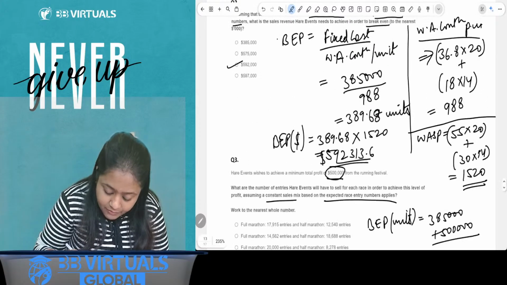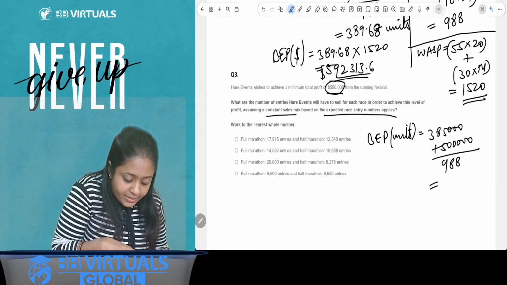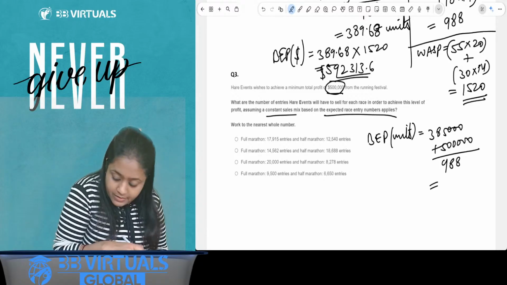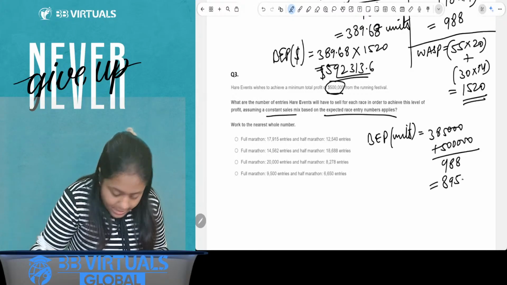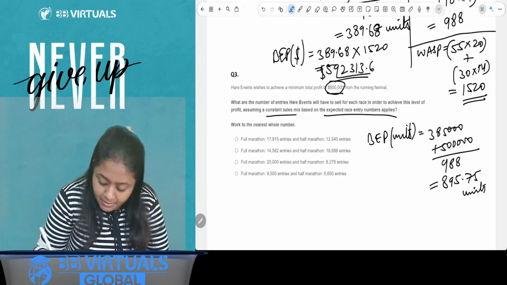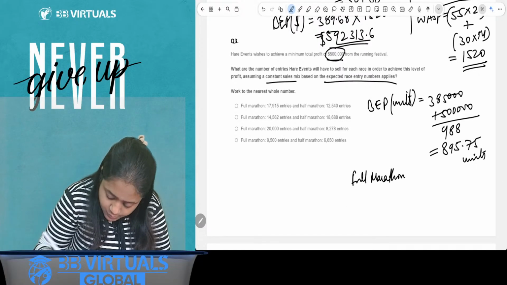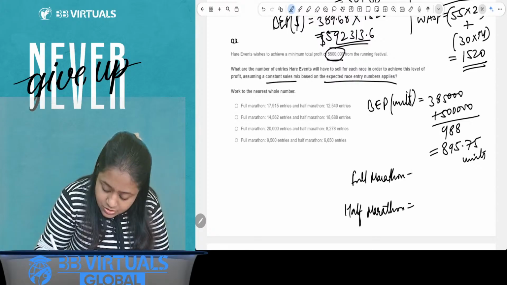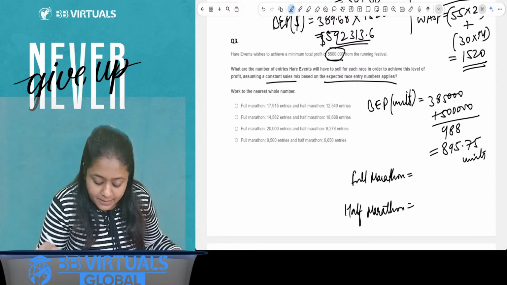That's all. So with the fixed cost, I will add 500,000. I divide it by weighted average contribution per unit, which is 988. So I will get here 885,000 divided by 988. I get here 895.75 units overall. But now how much would be for full marathon and how much will be for half marathon? Okay, you need the units, right? So just multiply them with the weights. What is the weight that I've given? 20, right? So just multiply it with 20.